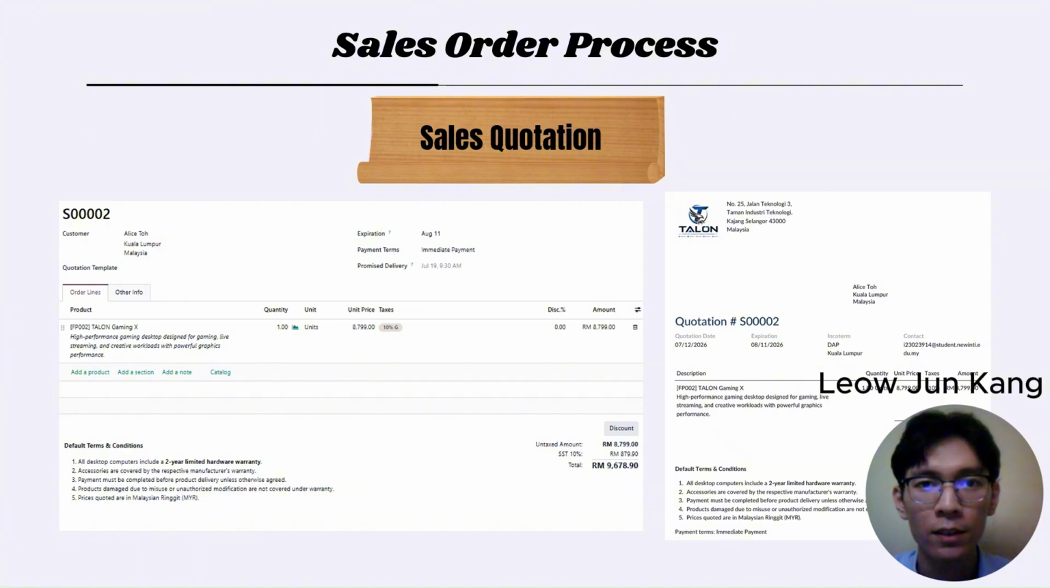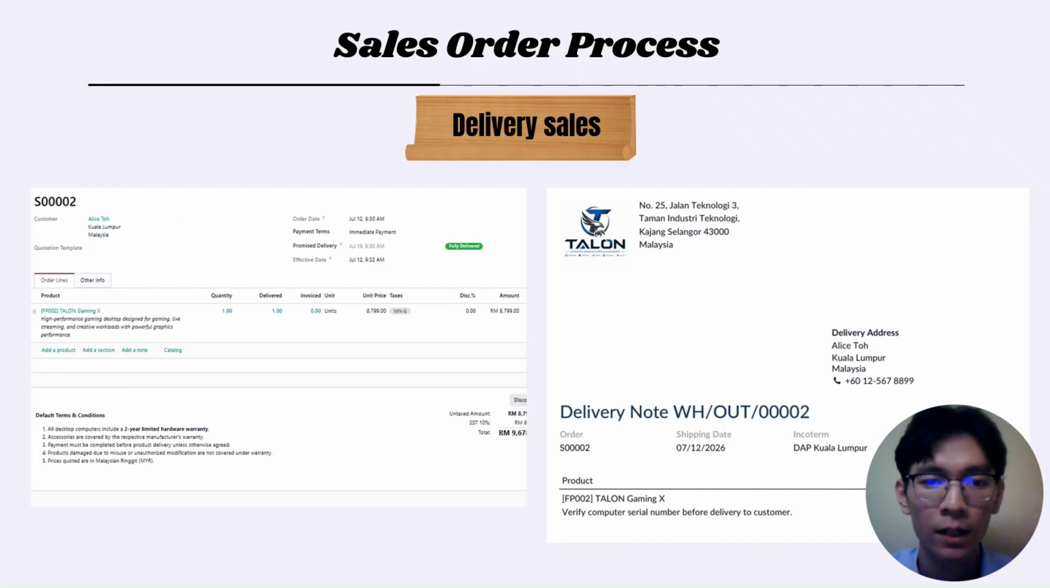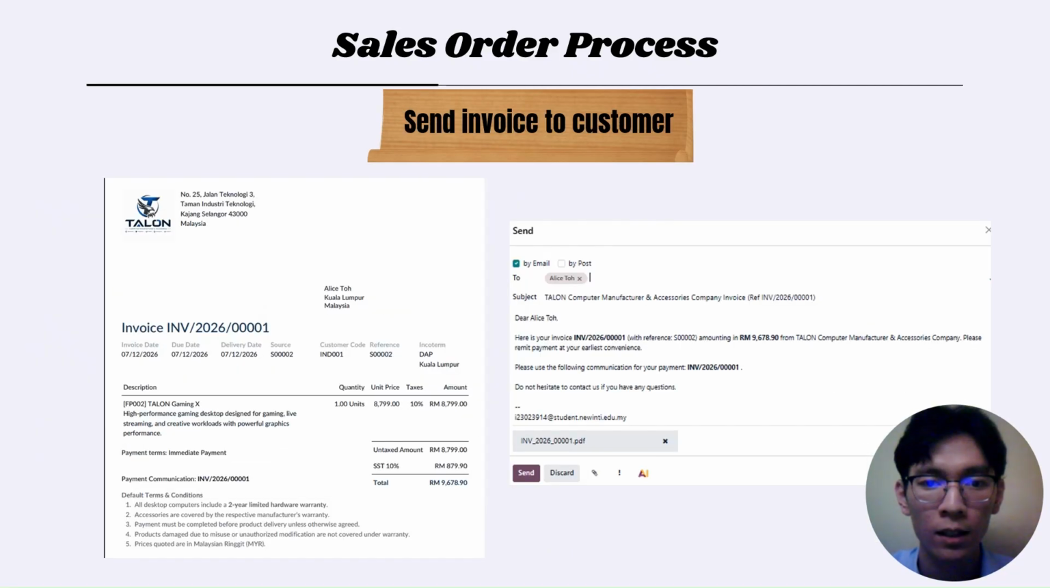After the customer confirms the sales order, the system will generate the sales quotation for the customer. The quotation includes the quantity, unit price, tax, and the total amount. Then next we check the availability, to make sure the warehouse has enough stock to deliver to the customer. Then the sales order will be delivered to the customer, and we send the delivery slip to the customer. After the product is delivered, the system will generate the invoice and send it to the customer.